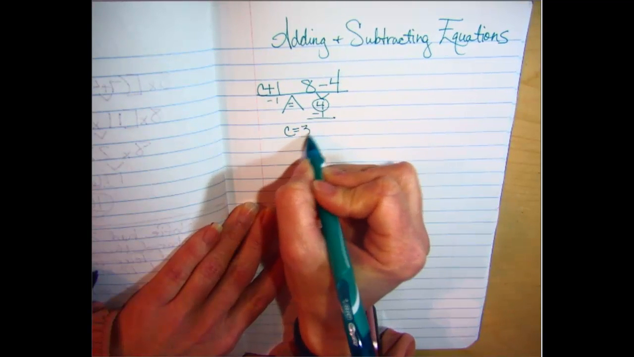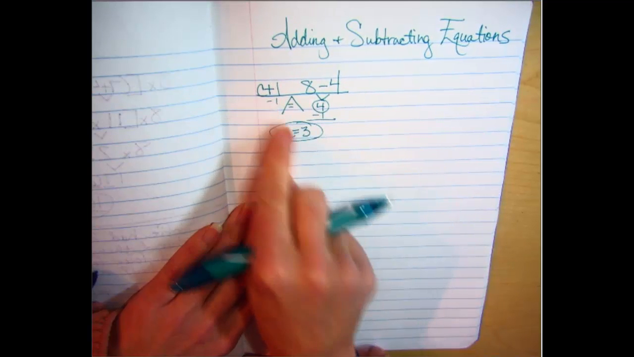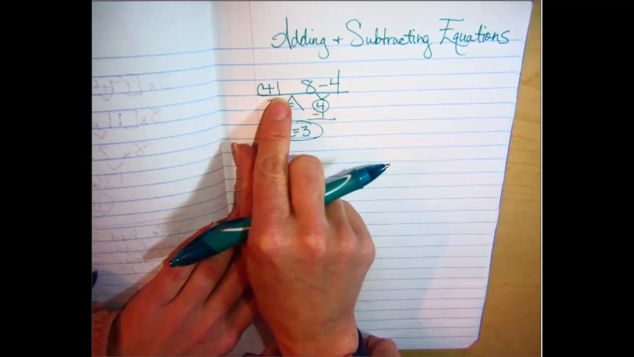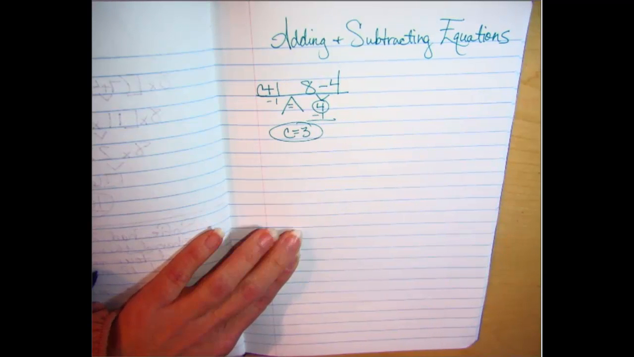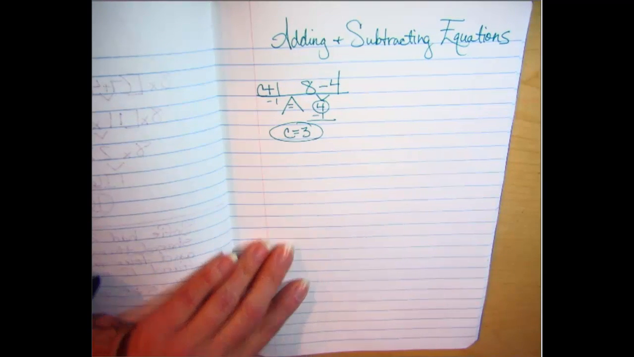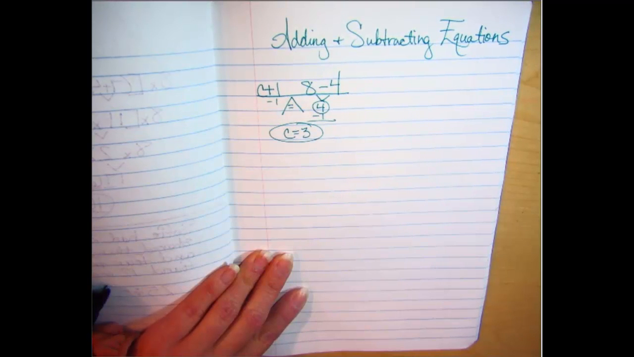So C is 3. So when you first start doing it, a lot of times you're just like, well, I know it's 3 because 3 plus 1 is equal to 4. And that's fine. And it's okay that y'all are doing that as you're learning it. But you also have to see, okay, when I'm doing that, I'm taking 1 off both sides.